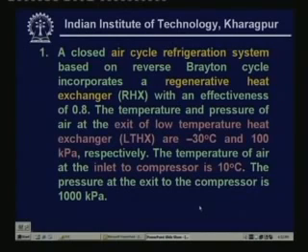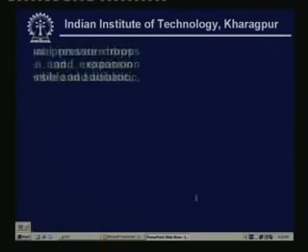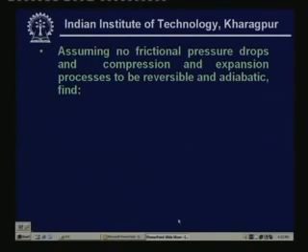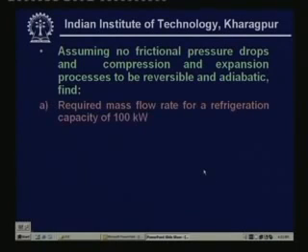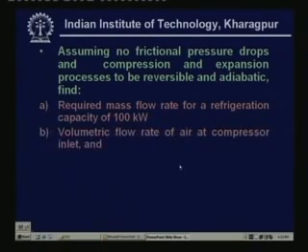Only one change is there, an additional component, that is a regenerative heat exchanger. It is also mentioned that we have to assume no frictional pressure drops and compression and expansion processes to be reversible and adiabatic, and under these assumptions and from the given data we have to find the required mass flow rate for a refrigeration capacity of 100 kilowatts, a required volumetric flow rate of air at compressor inlet, and the system COP.